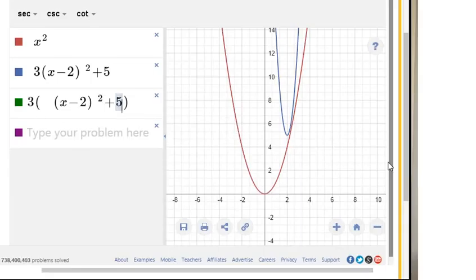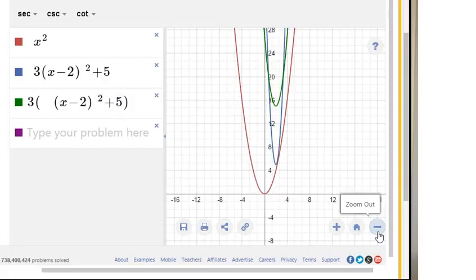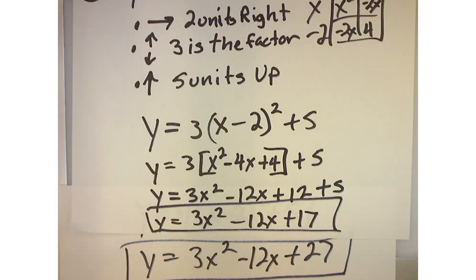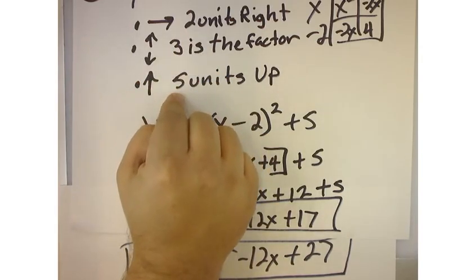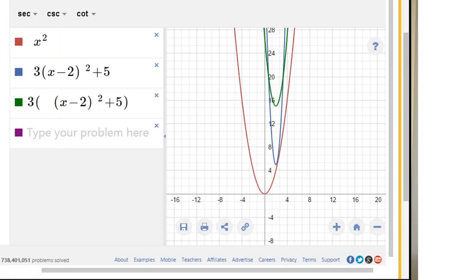Now, by doing it that way, where did the green graph go? Which one's right, the blue or the green? Well, let's see. We said that the original function had to be shifted 2 units to the right and 5 units up. Which one of those is shifted from the red function 2 units to the right and 5 units up? The blue or the green?